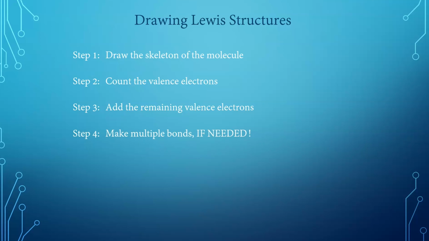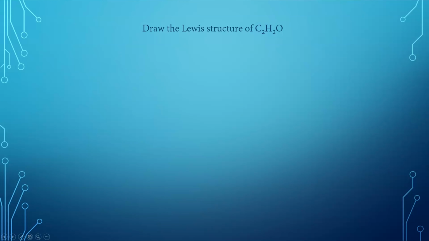And finally, the last step, which we don't always have to do, is to make multiple bonds if needed. And I put that in very bold, capitalized text because sometimes we don't need it. Students love double and triple bonds. They like to throw them in all over the place, but you don't want to use them if you don't need them. Let's go ahead and work through a practice problem to see how we can apply the 4-step process. So we're going to draw the Lewis structure of C2H2O.